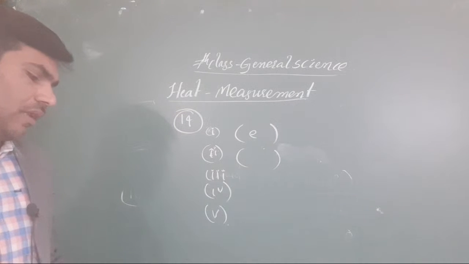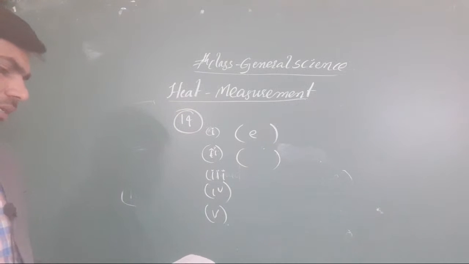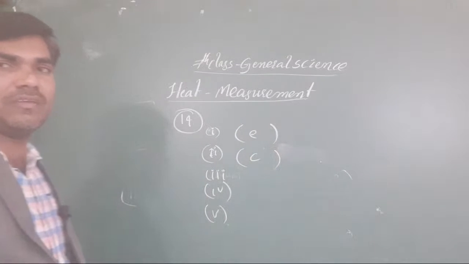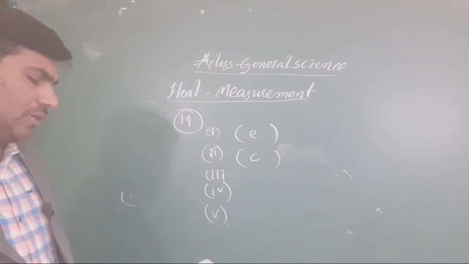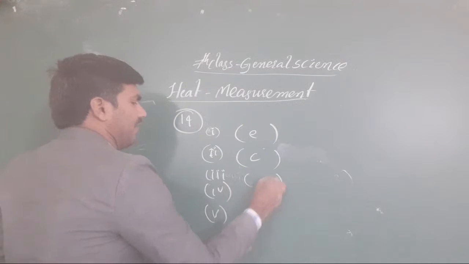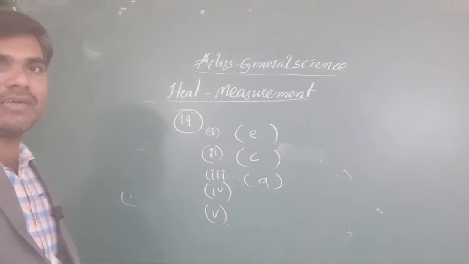And now there is normal temperature of human body. It is 37 degrees centigrade. It is given as 37 degrees centigrade. And the next one is heat. Heat is a form of energy. It will be taken as A.